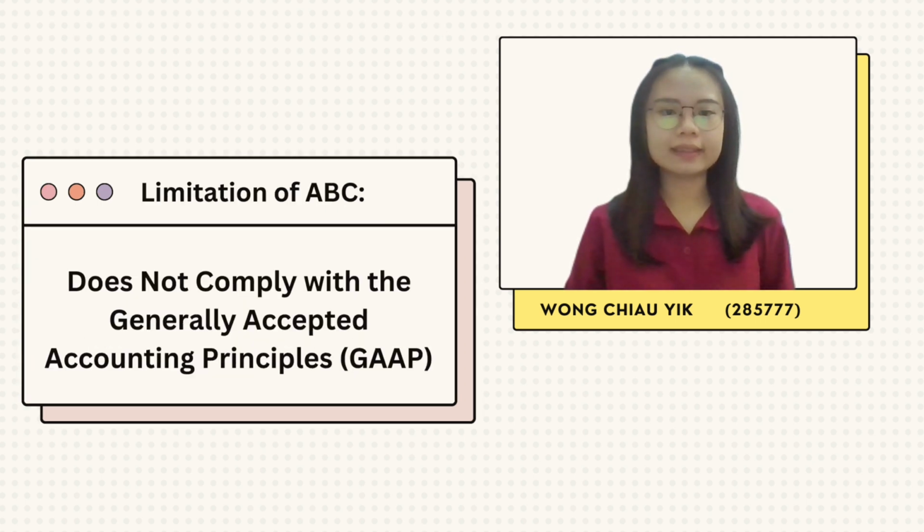On the other hand, another limitation of activity-based costing is that it does not comply with generally accepted accounting principles (GAAP).